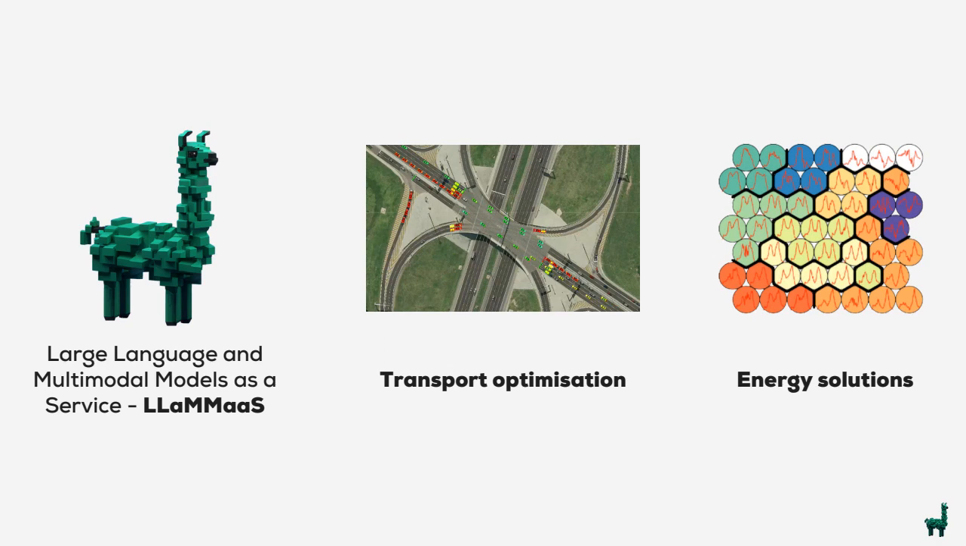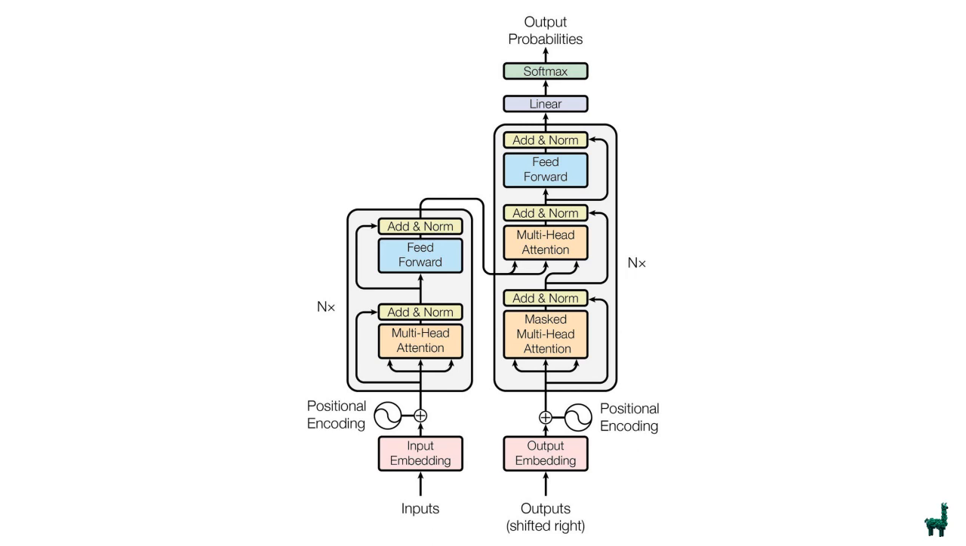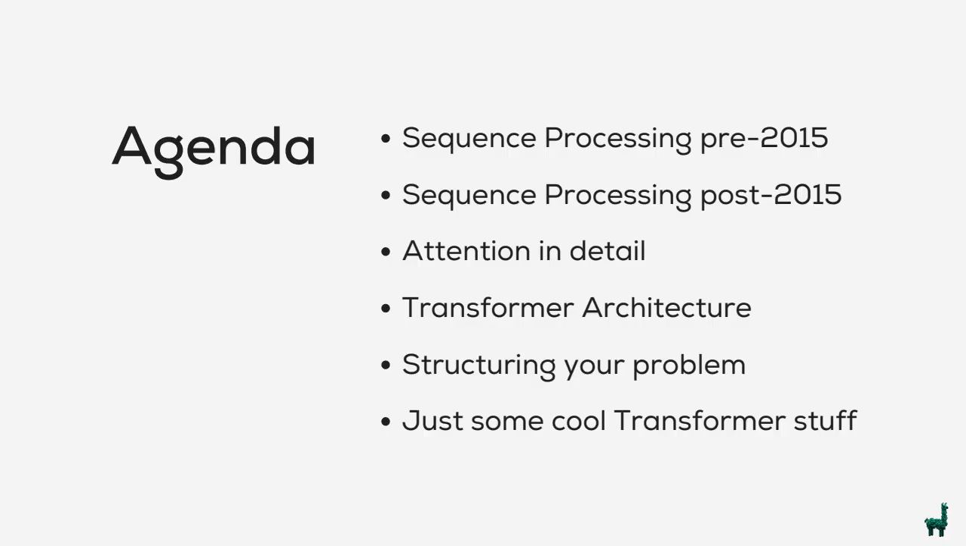But the main reason why I'm doing this bit of shameless marketing is because everything we do is based off of this architecture, basically. So I really think this is an important architecture to understand. You can't escape it. But in order to understand it, you need to know the history of how it got there. So in today's talk, we're going to talk a bit about sequence processing pre-2015. We're going to talk about sequence processing post-2015, which was the year attention really came into the mix. We're then going to dive deep into attention because it's all you need. And then we're going to jump into the transformer architecture, how to structure a problem, and some cool transformer stuff to show it's not just ChatGPT or NLP stuff that comes out of it.